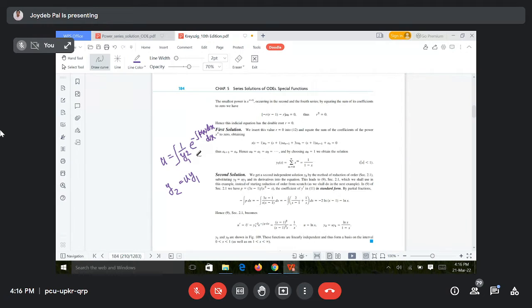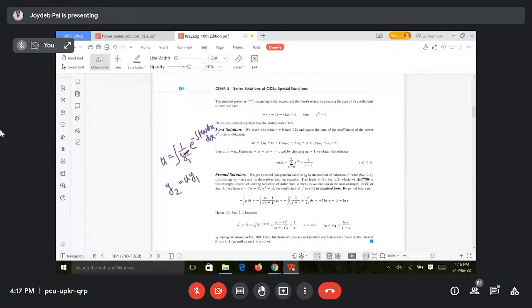So if you forgot, you go to section 2.1. Fine. And otherwise you can write this formula also. This formula is enough, and you don't need to know anything else. Only this formula, u is equal to integration 1 by y1 square e to the power minus integration px dx whole dx.